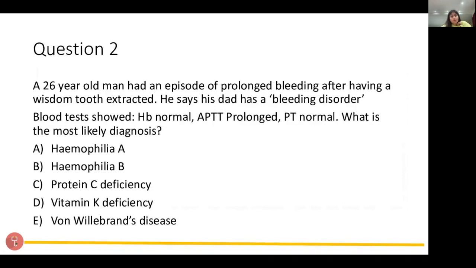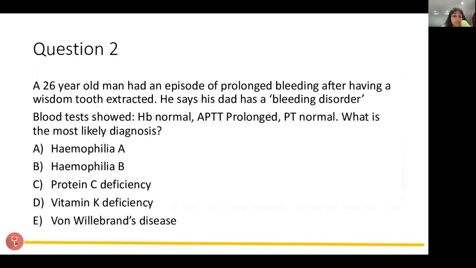Okay, so let's just talk through it. This is a more difficult question, and I think everyone was more torn about what the answer could be. So 42% of you went with E, von Willebrand's disease, and then the majority of other people were thinking either haemophilia A or haemophilia B, with a few of you picking C or D. So the answer in this case is E, von Willebrand's disease. In order to understand why, let's talk about the other options.